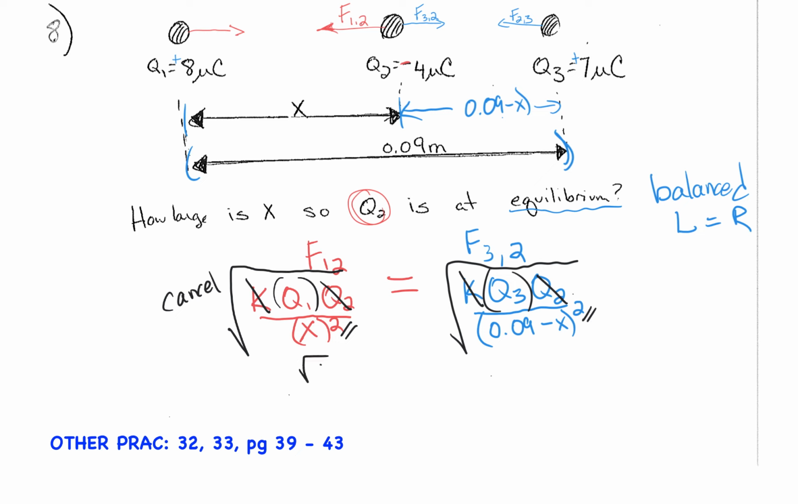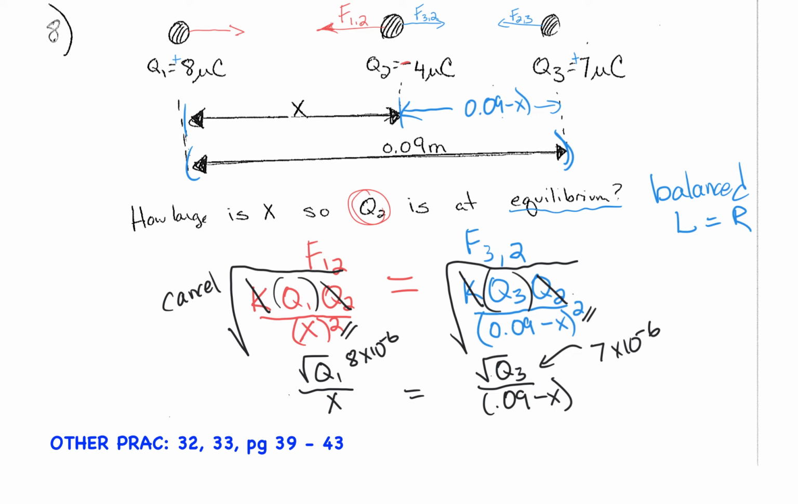So we're going to have the square root of Q1 over x, since x squared square rooted is just x. And then we've got the square root of Q3 over 0.09 minus x, and the square is gone. The square root takes care of that. We plug in our 8 times 10 to the negative 6th and square root that, and plug in our 7 times 10 to the negative 6th and square root that. Then we'll need to cross multiply and simplify some like terms.